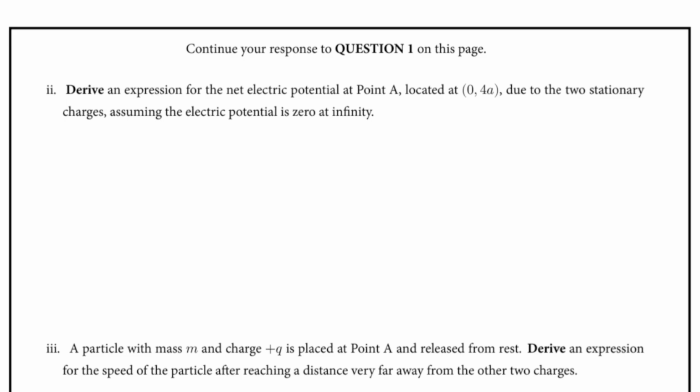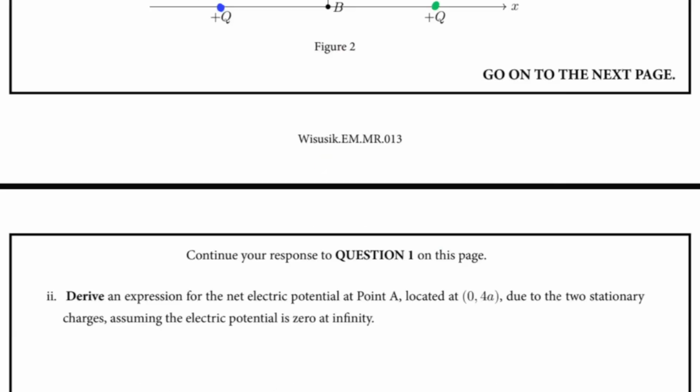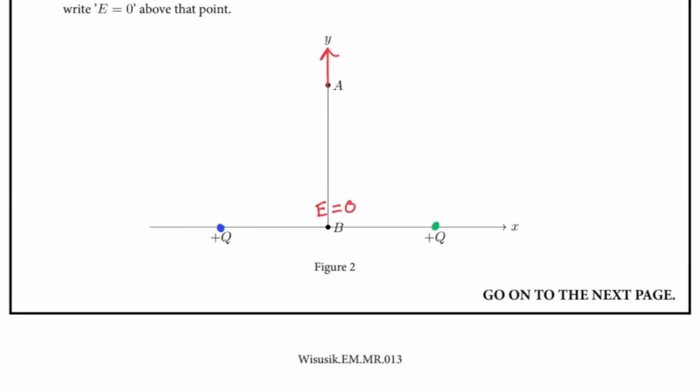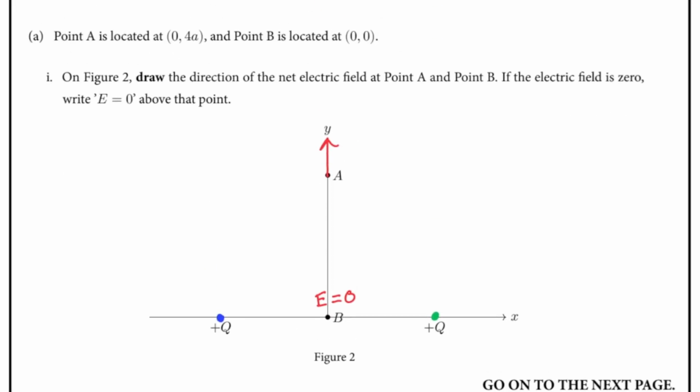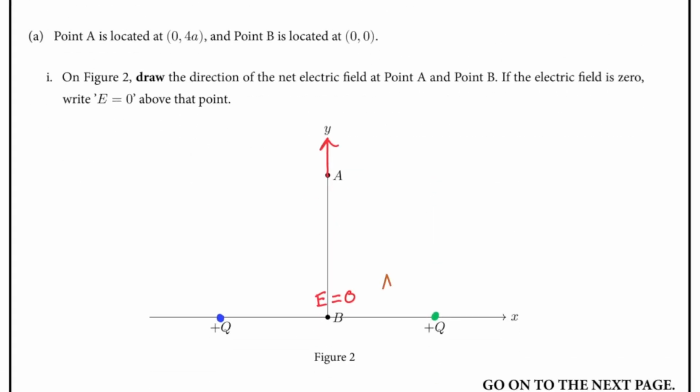Derive an expression for the net electric potential at point A due to these two charges. So V is the sum of kQ over r. Please write this. You will not get the derivation point if you just spawn in an answer. Oh yeah, let's do scoring. To get point A1, you show the field is 0 here, and to get point A2, you show the field is upwards here.